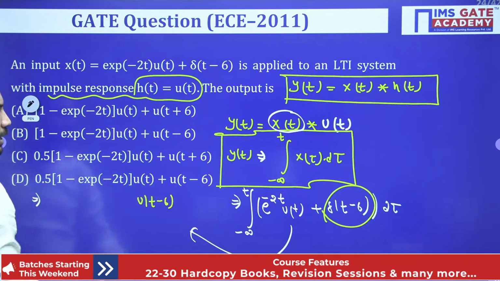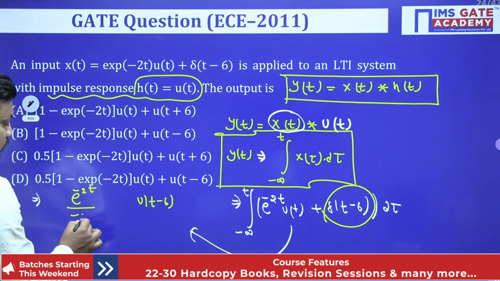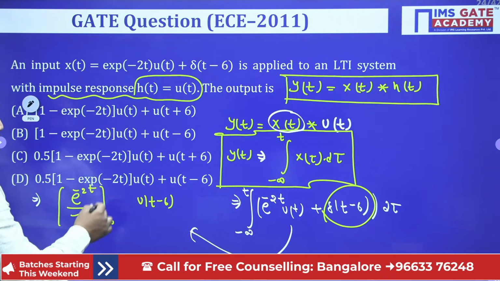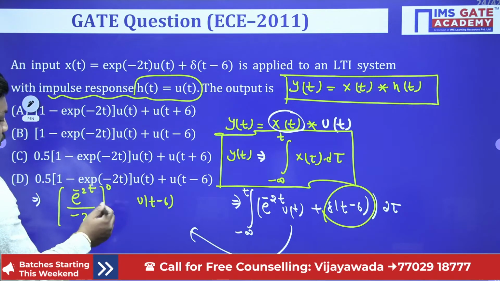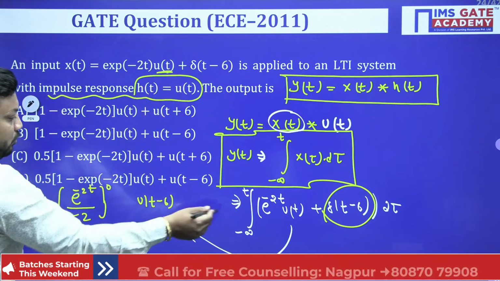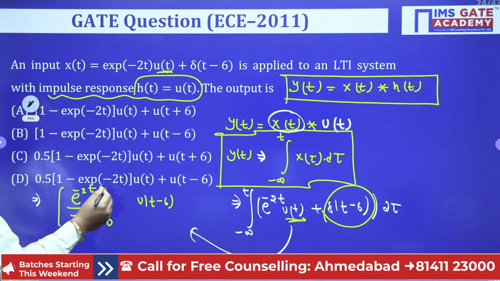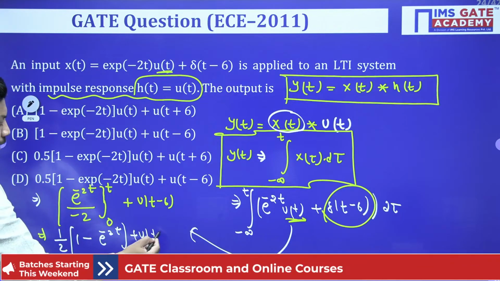And the remaining part you can directly integrate here, so you will get e to the power minus 2t upon minus 2, and the limit goes to what, guys? Minus infinity to 0. Or even, because both are u(t), both are right-sided signals, so because of this u(t), the lower limit will be 0 and the upper limit will remain the same, that is t. So when you apply the upper and lower limits, you will get 1 by 2 outside the bracket and 1 minus e to the power minus 2t, plus u of t minus 6.